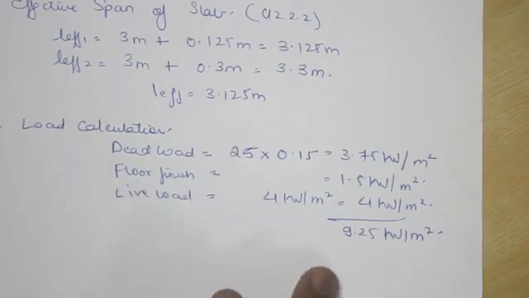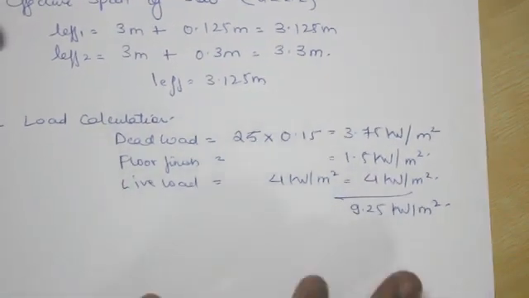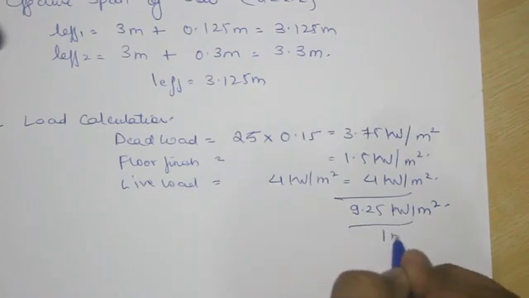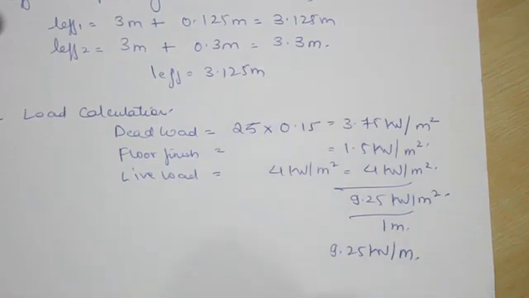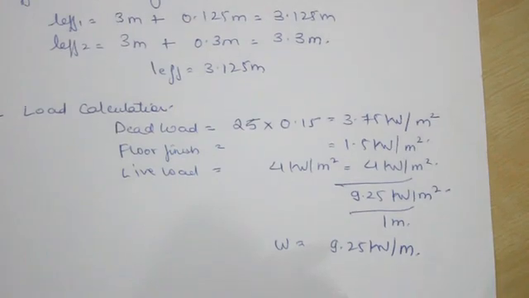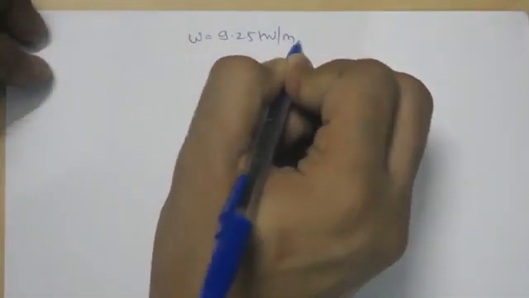So this is the total load acting on the slab, but we need the uniformly distributed load that will be calculated as the load per meter. So if we divide it by 1 meter, we will get 9.25 kilonewton per meter. So the next step, once we get the load, would be the calculation of moments. Okay, so now we have the load which is acting on the slab, which was 9.25 kilonewton per meter.